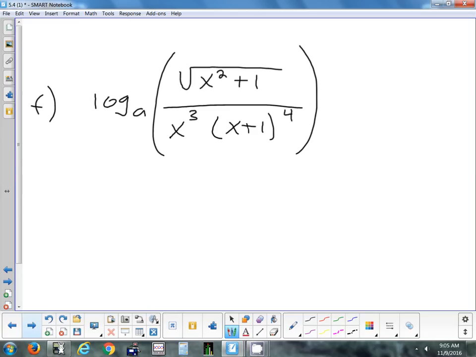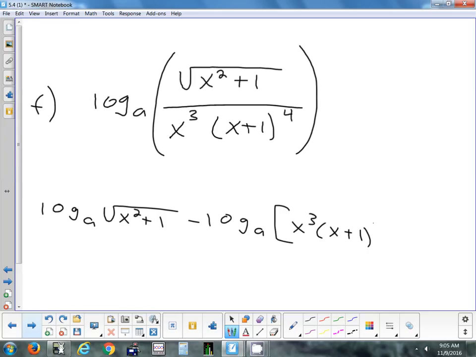All right. So overall here, this is a fraction. Okay, so what I'm going to do is start just by splitting the fraction up. Log base a of the top minus log base a of the bottom. Okay, that's the first step.